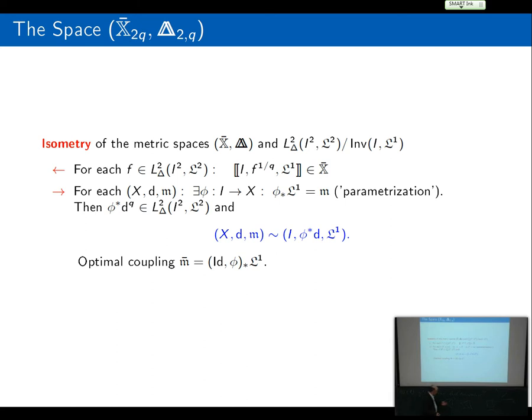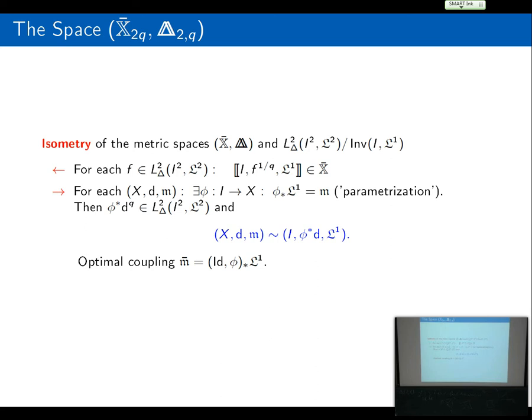Of course, you can represent this, and the maps which do the job are highly discontinuous, and they are by no means unique. But the non-uniqueness is factored out by the action of this group. So the non-uniqueness which comes with a phi essentially sits here. And then if you make this in detail, you see this is really the isometry between the metric spaces.